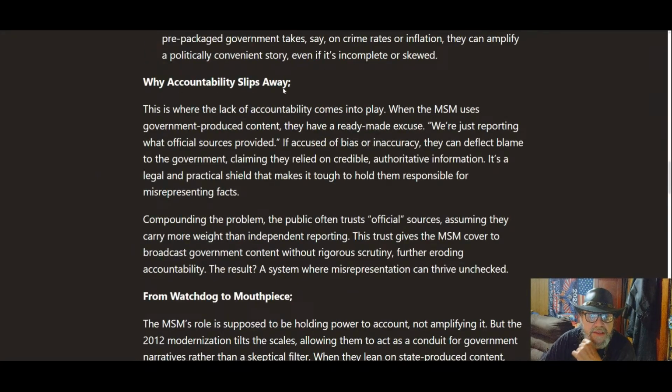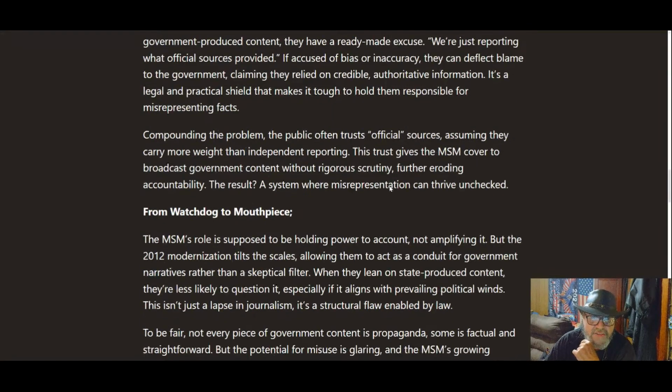Why accountability slips away. This is where the lack of accountability comes into play. When the mainstream media uses government-produced content, they have a ready-made excuse: we're just reporting what official sources provided. If accused of bias or inaccuracy, they can deflect blame to the government, claiming they relied on credible, authoritative information. It's a legal and practical shield that makes it tough to hold them responsible for misrepresenting facts.